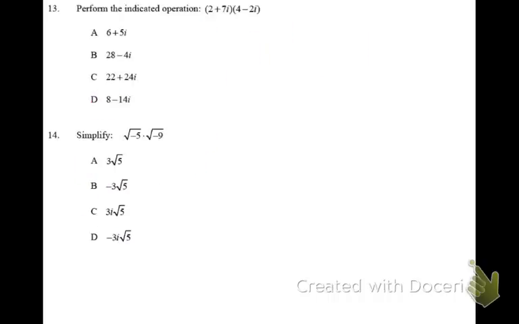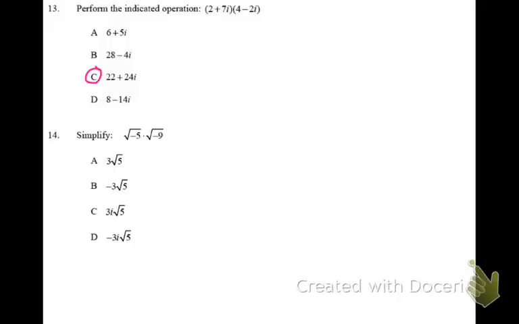Number 13, I'm also just going to plug right into the calculator. So I have 2 plus 7i times 4 minus 2i, and that gives you 22 plus 24i. If you wanted to do it yourself, you can just go ahead and FOIL and then combine your like terms. Don't forget that i squared is negative 1.